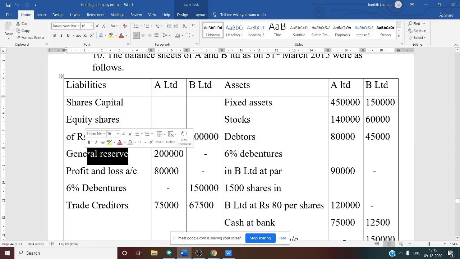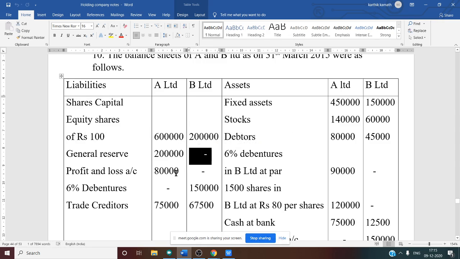And if you see the liability side, equity share capital information is there as usual for both the companies. General reserve of only one company is given, another company is not there. So the subsidiary company general reserve we don't know. So while preparing the working note also, we can consider that information as nil. Why? Because for working note calculation, we want subsidiary company information. In this problem, it is not given, so nil.